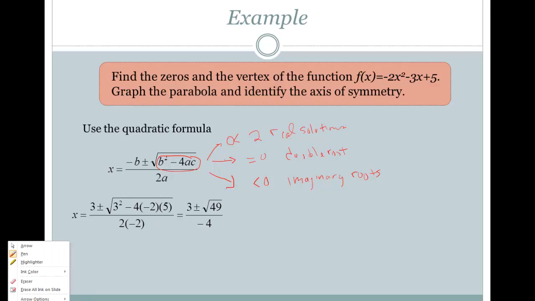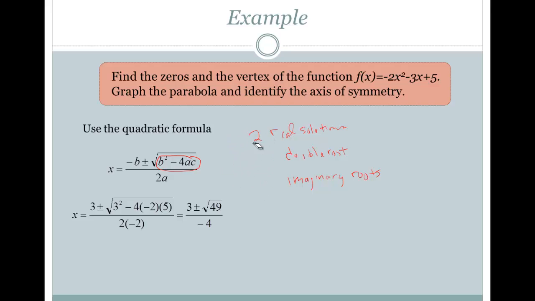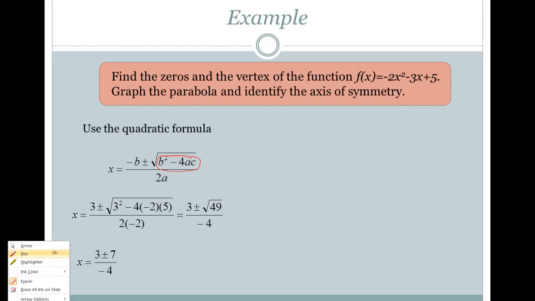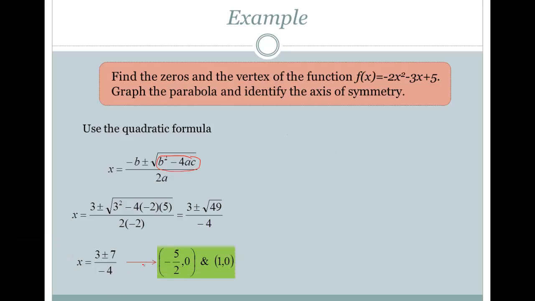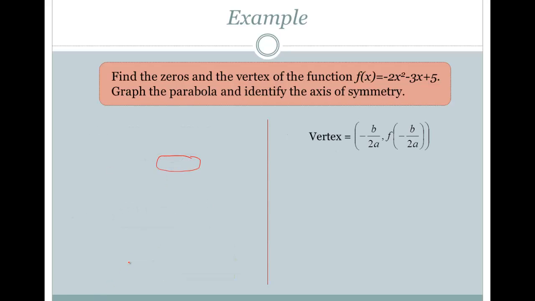If I plug in, let me erase this stuff here. If I plug in there, you see I get 3 plus or minus square root of 49 all over 4. Okay, and then obviously I can simplify that, and the final answer would be negative 5 halves, comma 0, and 1 comma 0. These are my x-intercepts, and these are my zeros of the function. All right, so that was finding the zeros, and then we want to find the vertex.